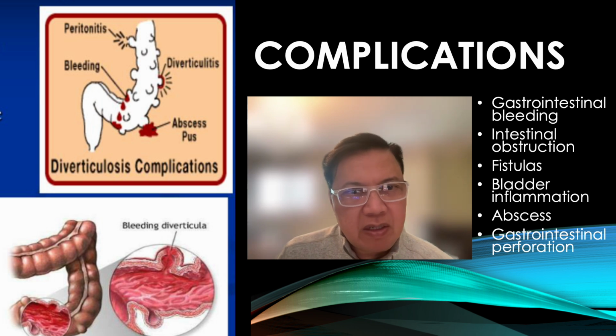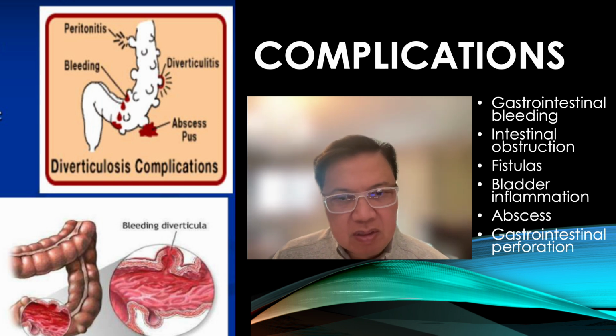Complications of acute diverticulitis include, of course, GI bleeding and intestinal obstruction. Intestinal obstruction is usually from scarring, causing narrowing of your colon, and therefore causing the obstruction. And then fistula formation, abscess or abscesses, and perforation. Perforation could either be frank perforation or micro perforation.